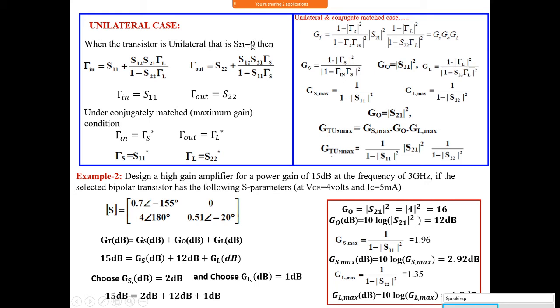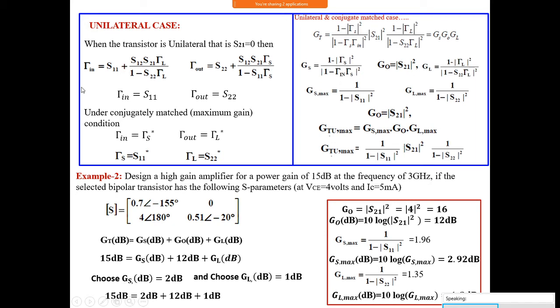So for example, our transistor is unilateral. It has S12 equal to 0. In such a case, the expression for maximum gain, GS maximum and GL maximum. You see here, GS maximum and GL maximum, and S12 is equal to 0. In such a case, we will see what a GS maximum is. GS, this is the equation.